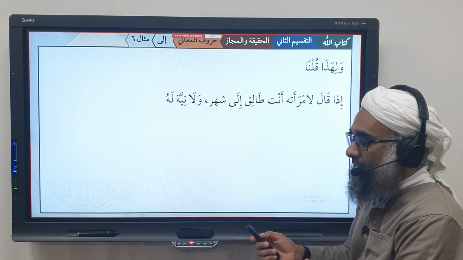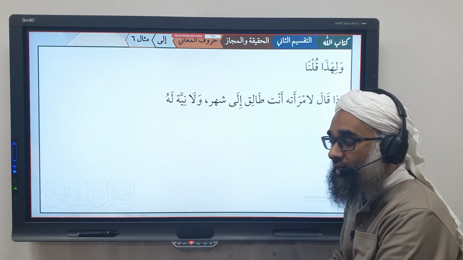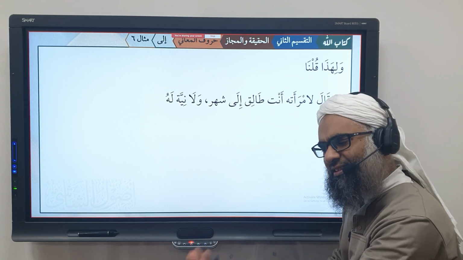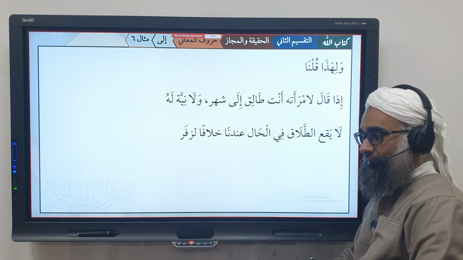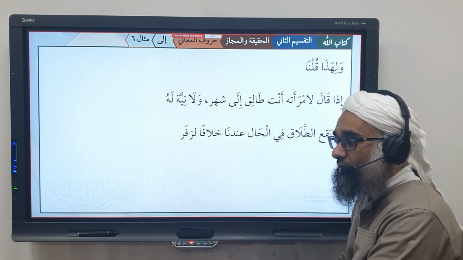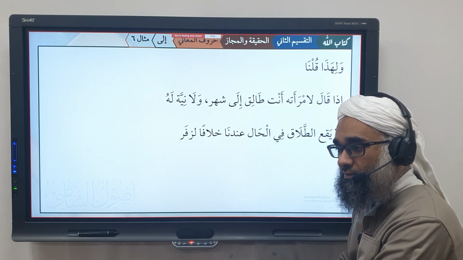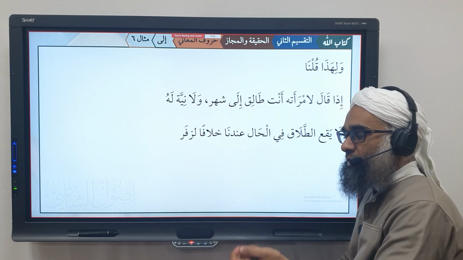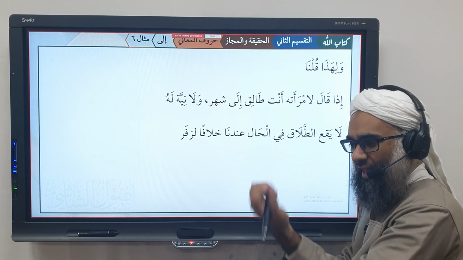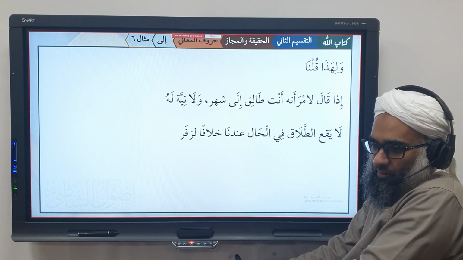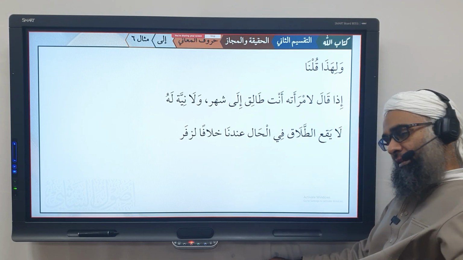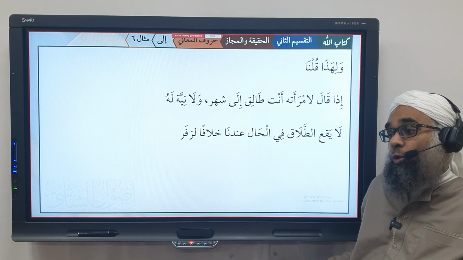Therefore we said: if a man says to his wife, "anti taliq ila shahr", and he has no niyyah. If he has niyyah, that's one thing. But if he has no niyyah, we would say here the talaq does not take place immediately according to us. That I mean "anti taliq ila shahr" right now, or I mean end of the month. If I meant right now, the talaq will take place right now. If you meant it will take place at the end of the month, it takes place at the end of the month. But without any niyyah, I said this, I don't know what to do.